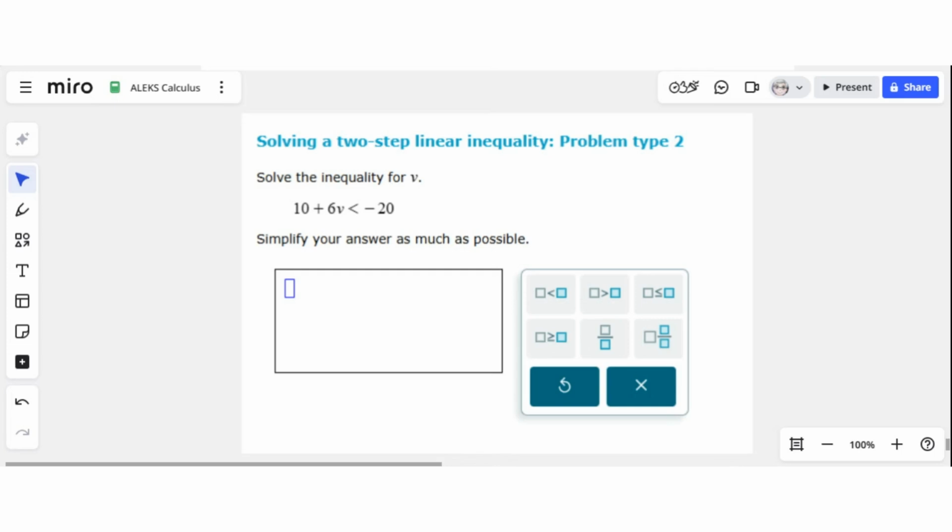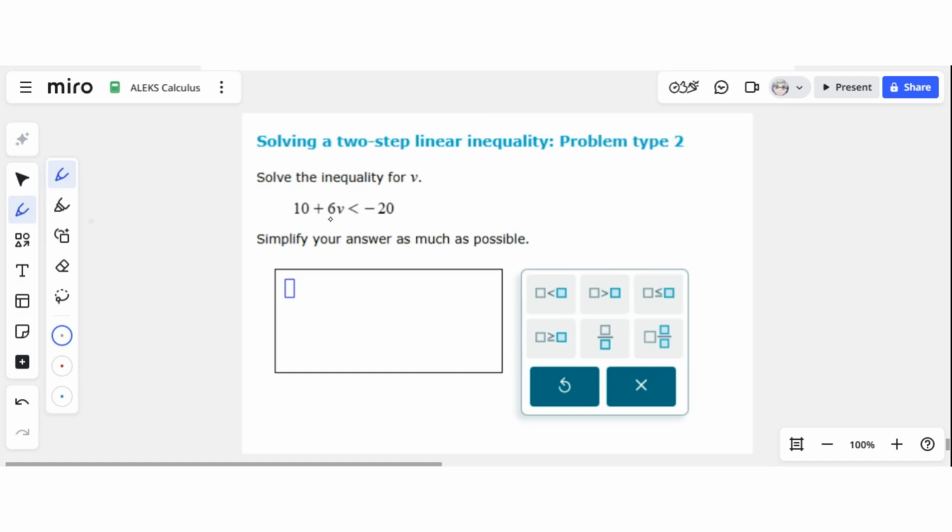In these problems, we are solving what they're calling two-step linear inequalities. These are inequalities because instead of an equal sign, they have a less than or greater than sign. And they're linear because they've got a single variable here just to the first power. So we're going to solve this mostly like we'd solve an equation, something with an equal sign.